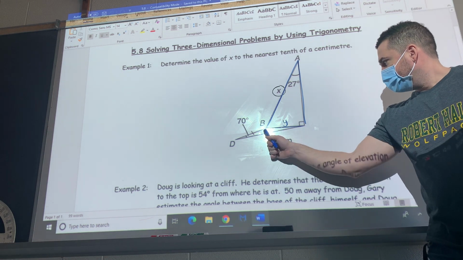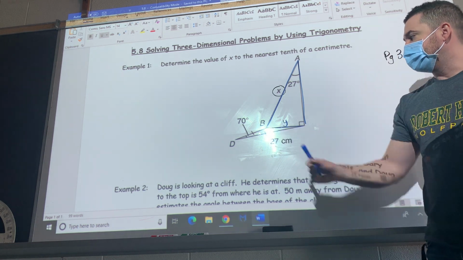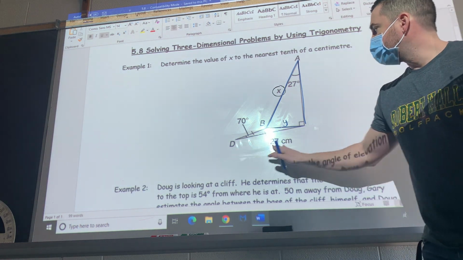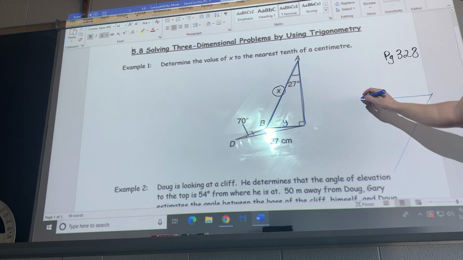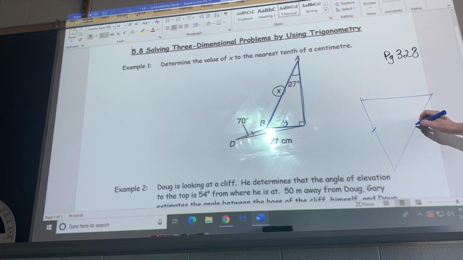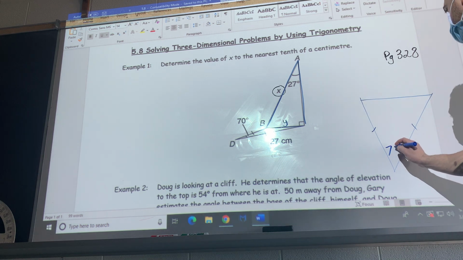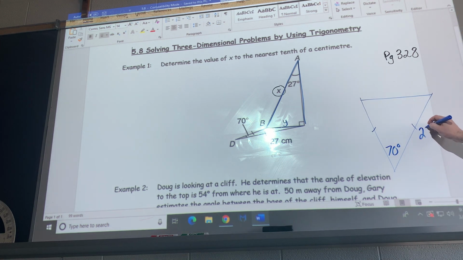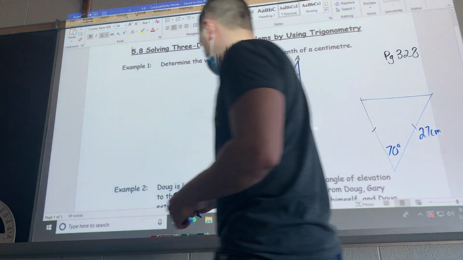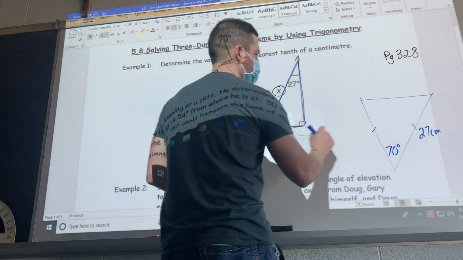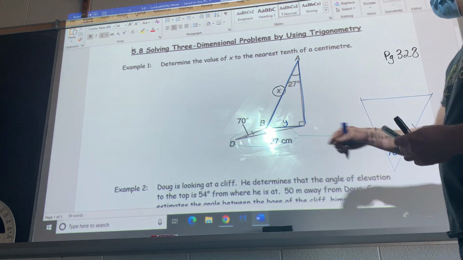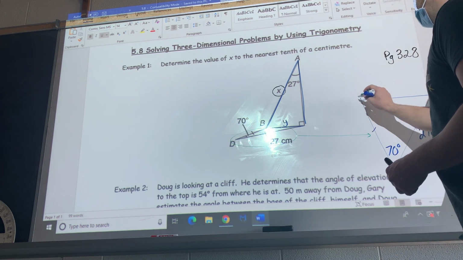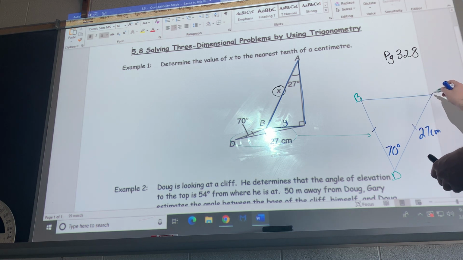Okay, so we have this side here that joins between the two triangles. I'm just going to draw this one bigger. It looks something like this. It has two ticks here. We have a 70 degrees, and then we have a 27 centimeters here. I'm just redrawing this triangle over here. I'm going to give a letter to that one. So this is B, and let's say this is C.